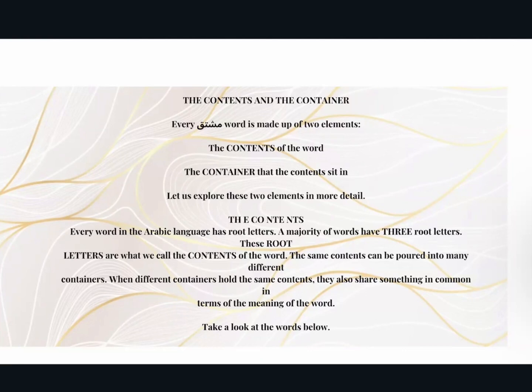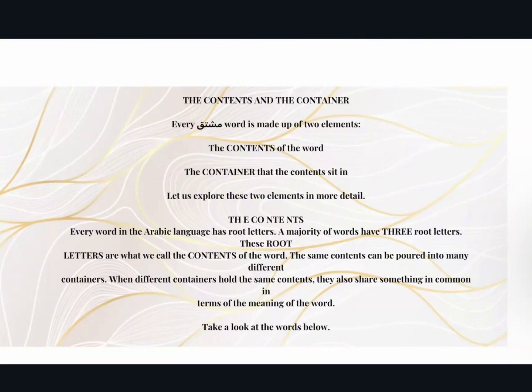The contents. Every word in the Arabic language has root letters. A majority of words have 3 root letters. These root letters are what we call the contents of the word. The same contents can be poured into many different containers. When different containers hold the same contents, they also share something in common in terms of the meaning of the word.